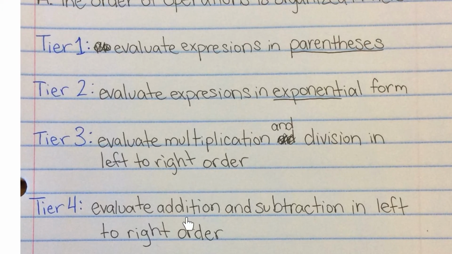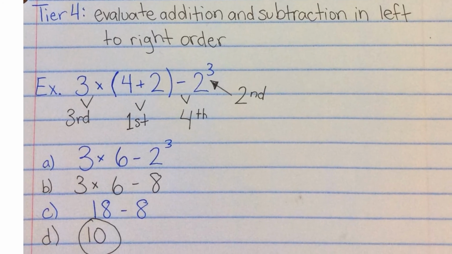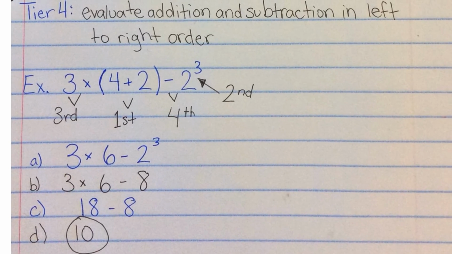Then we have tier 4 where we're going to evaluate addition and subtraction in left to right order. It's the same scenario here. You do addition or subtraction based on which one comes first when you're reading from left to right. So here is our example down at the bottom that we're going to evaluate.